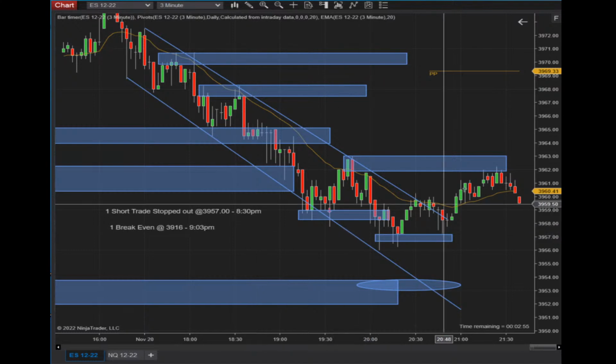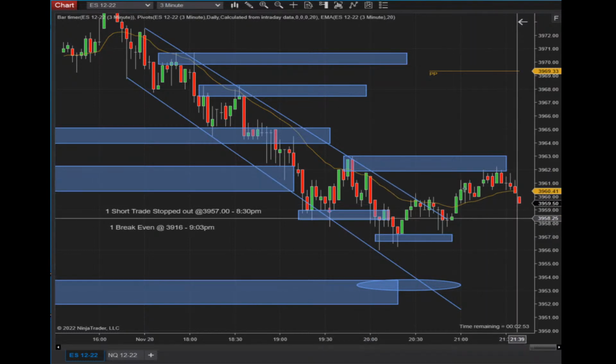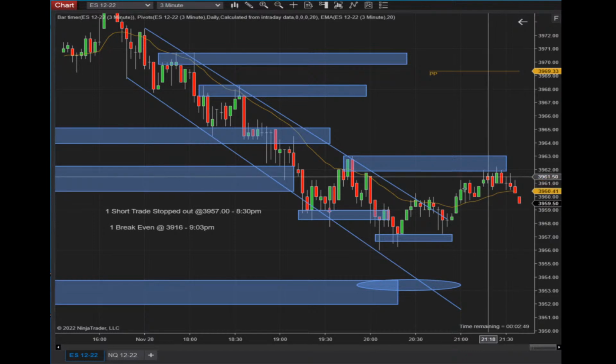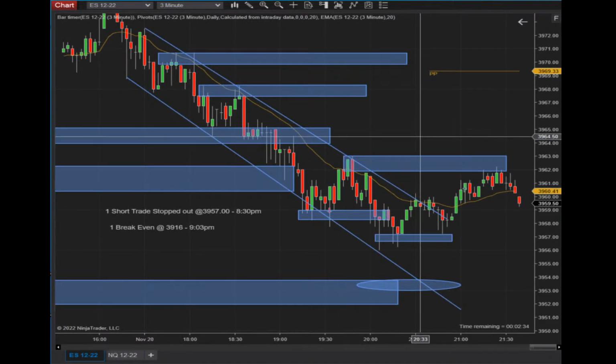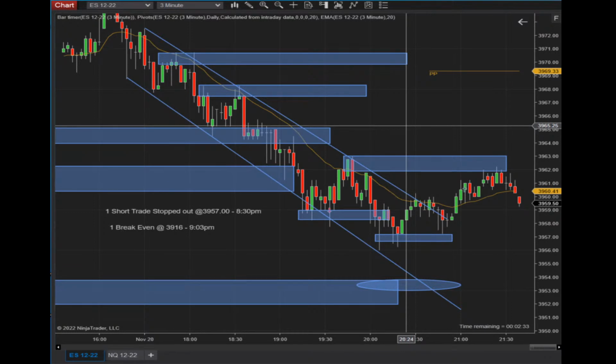Okay, so yeah, now it's starting to come down and show it's doing what I expected it to do, bouncing off that level there. So, all right, well, that is what it is.